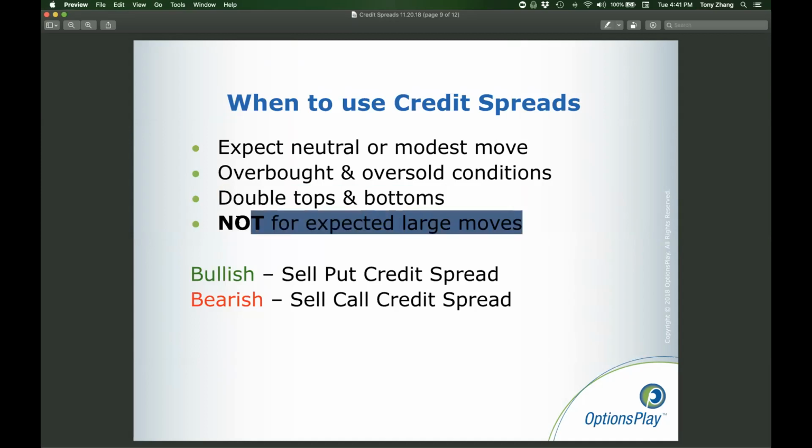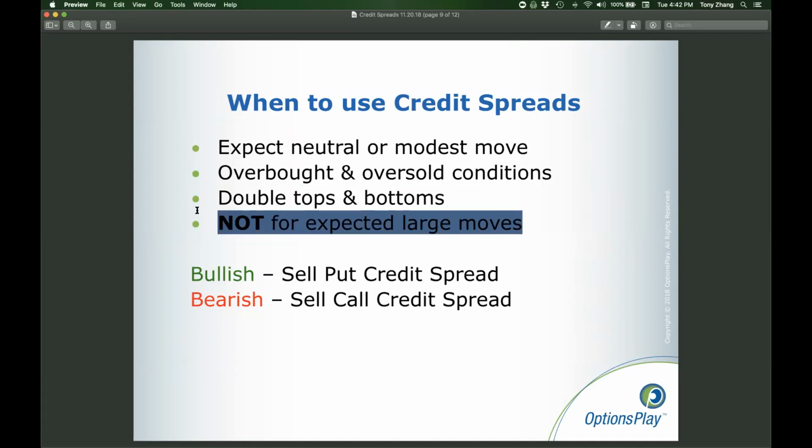But I want to emphasize that you do not want to sell credit spreads when you expect a large move. If you expect a stock to bounce 5% or 10% higher, or it broke out of a trading range and you think it's going to move 5-10% higher, don't trade credit spreads. Even if volatility is very high, don't trade credit spreads, because there are much better ways to deploy your capital. You should be trading debit spreads or buying a call or a put, which will allow you to take advantage of a big move. Credit spreads don't allow you to take advantage of a big move.